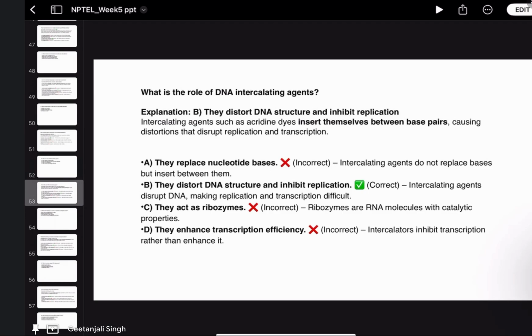Intercalating agents do not replace nucleotide bases, and they do not act as a ribozyme. Ribozymes are RNA molecules that have catalytic property, and they do not enhance transcription efficiencies. They actually inhibit transcription rather than enhance.